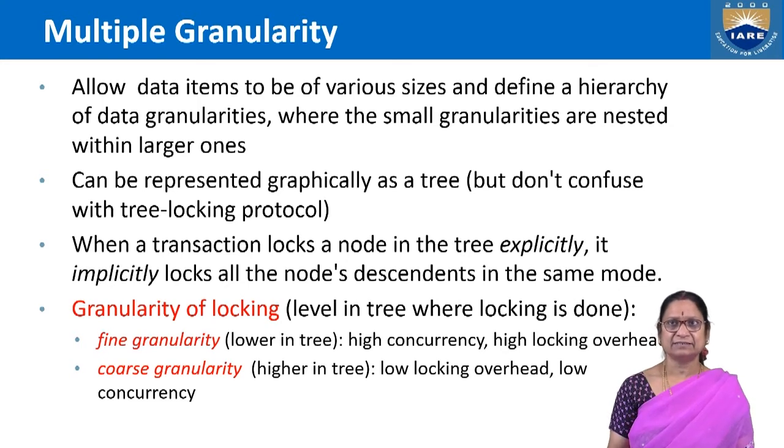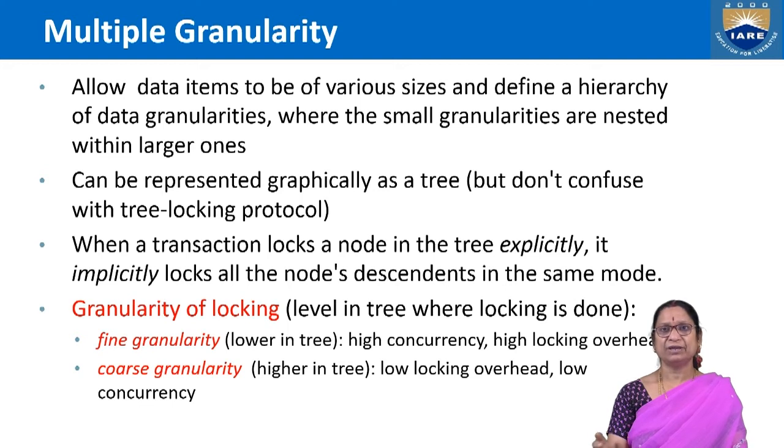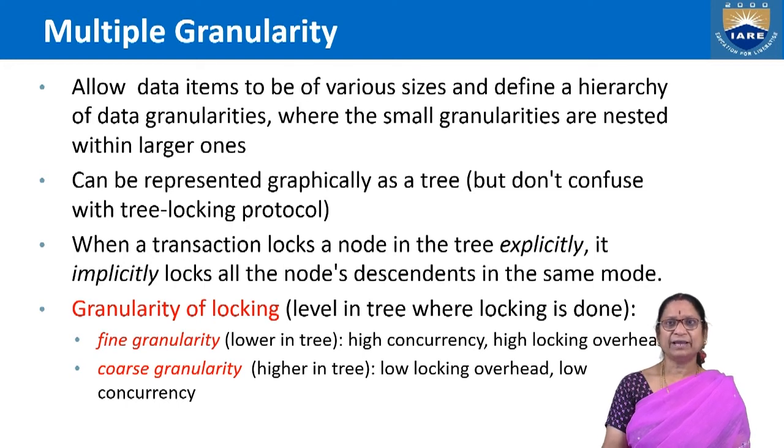Generally, it is represented graphically as a tree, but it is not the tree locking protocol. Observe that it can be represented as a tree; I'll show how. When a transaction locks a node in the tree explicitly, it implicitly locks all the node's descendants in the same mode. The granularity of locking means the level in the tree where the locking is going to be done. It will have either fine granularity or coarse granularity.